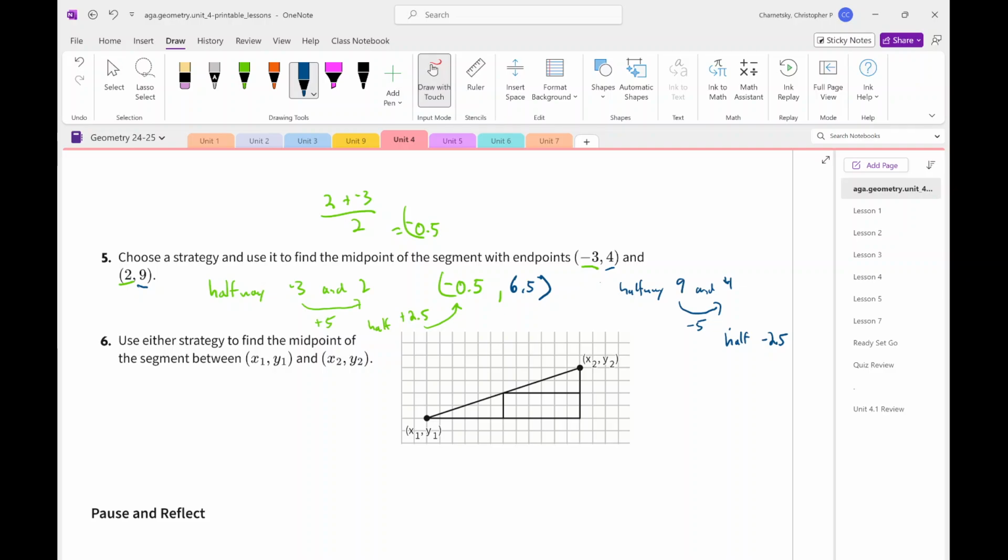We could do the same thing for the y's. So 9 plus 4 divided by 2. 9 plus 4 is 13. Divided by 2 gives us 6.5. So that's the same strategy. I think I like this way better.